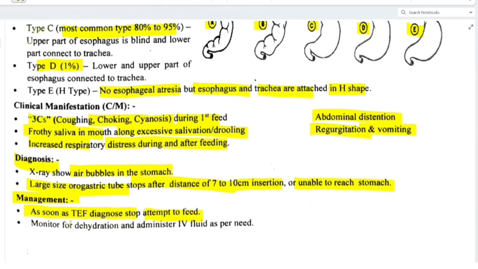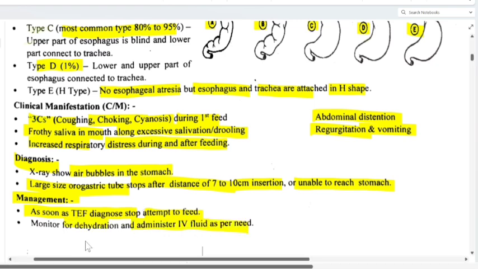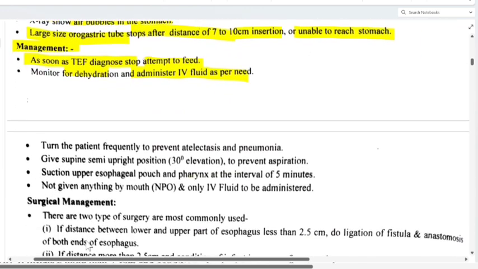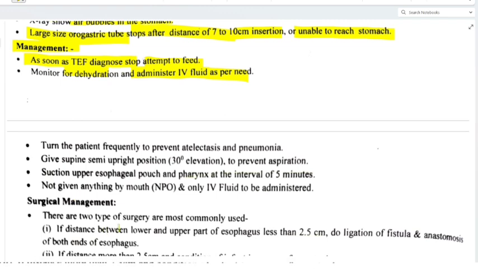Then monitor for dehydration and administer IV fluid as per need. Clear? We have to assess for dehydration symptoms, because the baby cannot take feed by the orogastric line, so we have to give it by the parenteral line. So administer IV fluid as per need. Then turn the patient frequently to prevent atelectasis and pneumonia.